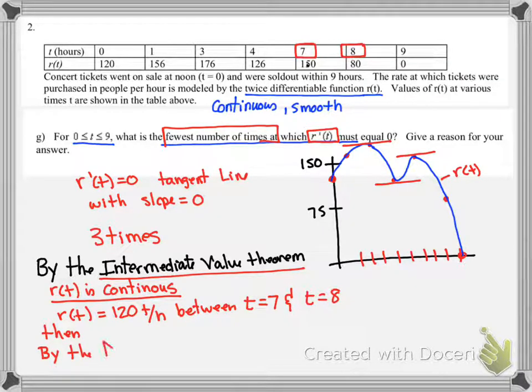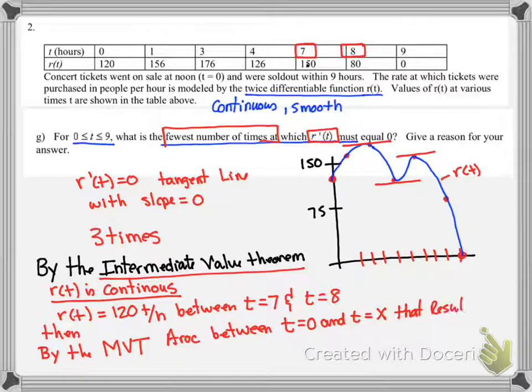Then, by the mean value theorem, the average rate of change between t equals 0 and t equals whatever the x value is that results in R(t) equaling 120, then the AROC must equal 0.